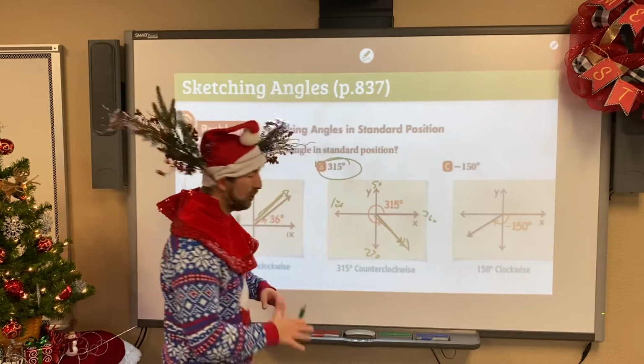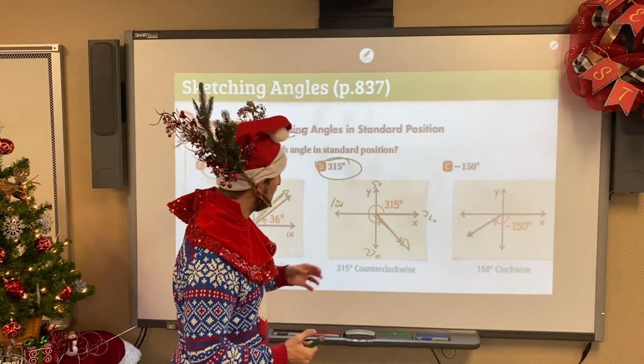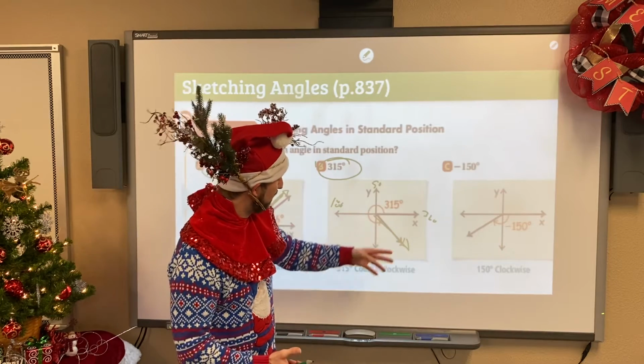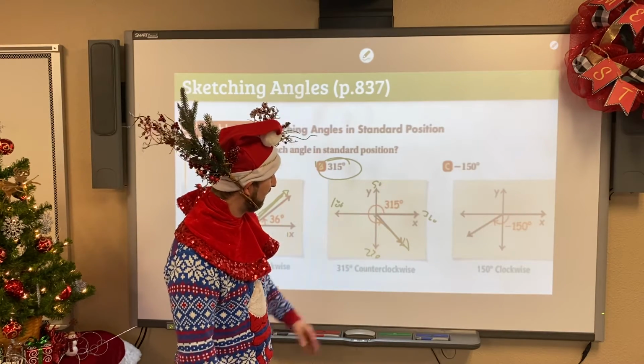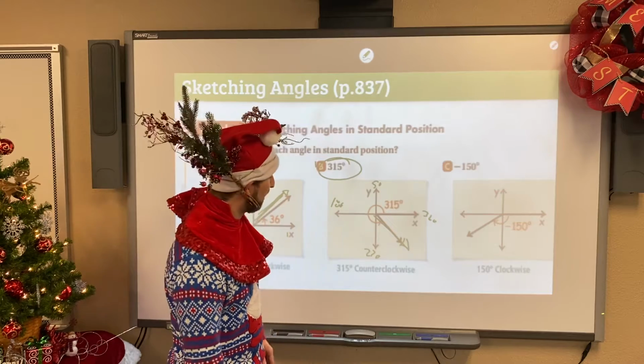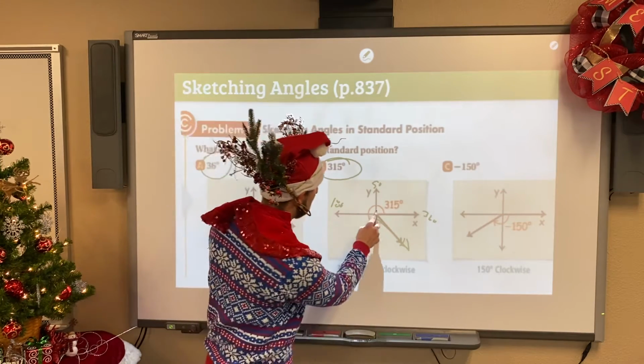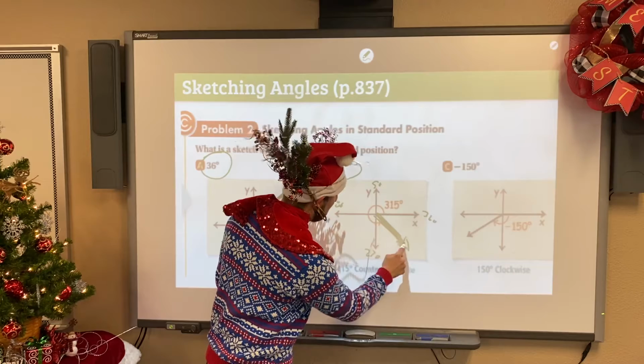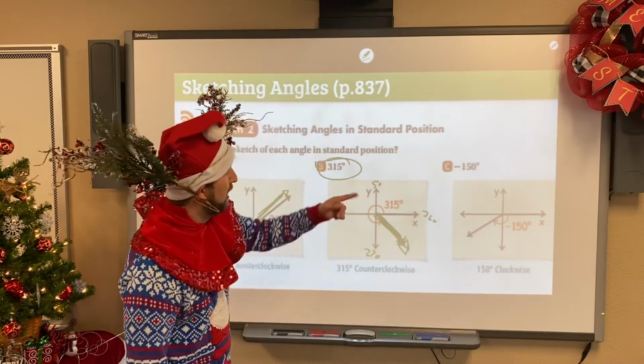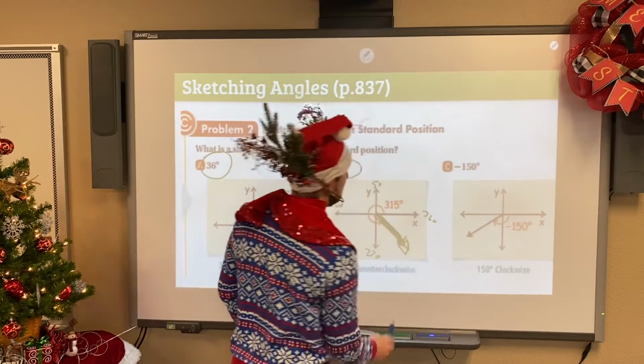You could also do some quick math. You could just do 315 minus 270, and that will show you that you're gonna have to go an additional 45 degrees into this quadrant. All right, last one, switch of colors.